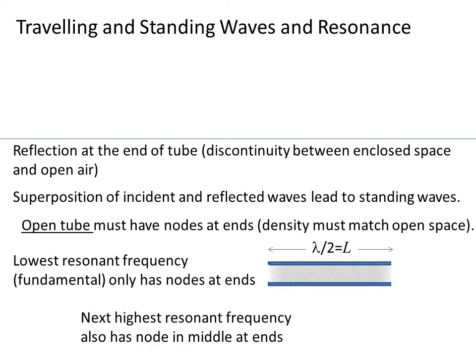The next highest resonant frequency also has a node in the middle as well as at the ends, so that we have this picture here where we have, again, low density at the two ends and two regions where it goes from high to low density on the left and right hand sides of the tube. In this case, for this next highest resonance frequency, lambda is equal to the total length of the tube, so lambda is equal to L.